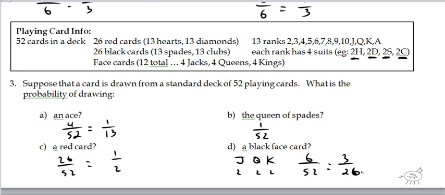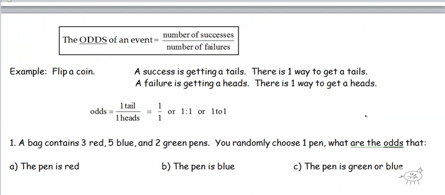Okay, so let's move on to just another topic here. It's called odds. The odds of an event are a little bit different than probability. Probability was success over total. Odds is success over failure. Okay, it's really important. It's successes over failures. Very, very important. So it's somewhat related, just instead of total outcomes on the bottom, it's failures. We're comparing successes and failures.